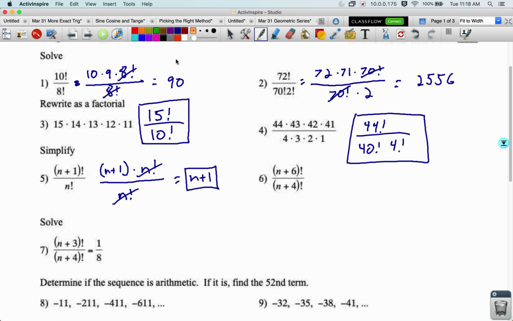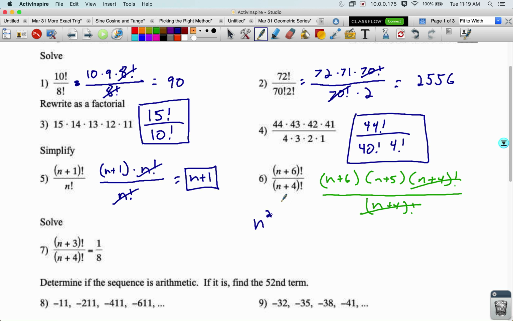All right, similar thing here. We're going to back up the top here. So n plus 6 factorial is the same as n plus 6 times n plus 5 times n plus 4. But at this point, we move the factorial back to there because now we can cancel what's on the bottom, the n plus 4 factorial. And what's left on top is n plus 6 times n plus 5. We should FOIL that, so this is fully simplified. n squared plus 11n plus 30 after we FOIL that for number 6.